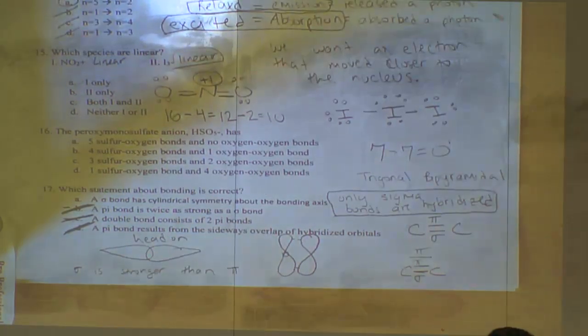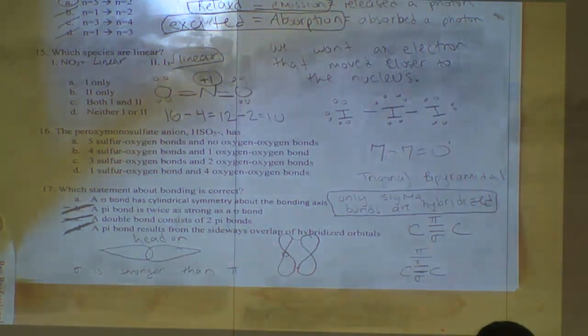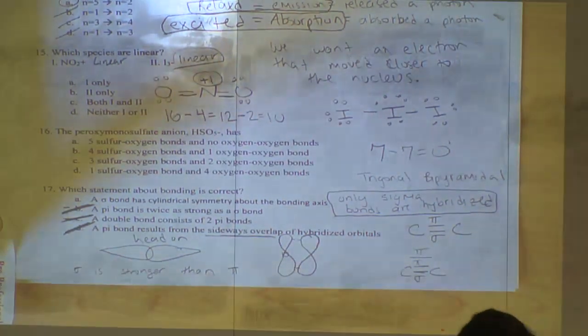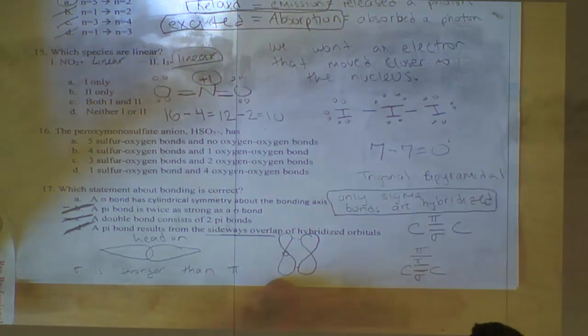So when we look at D, it says a pi bond results from sideways overlap of hybridized orbitals. Well, pi bonds are not hybridized, so how can they be the sideways overlap of hybridized orbitals? They try to get you by saying sideways overlap, and you might think, oh, I know pi bonds are sideways overlap, but then they throw that extra thing on there that makes it incorrect.